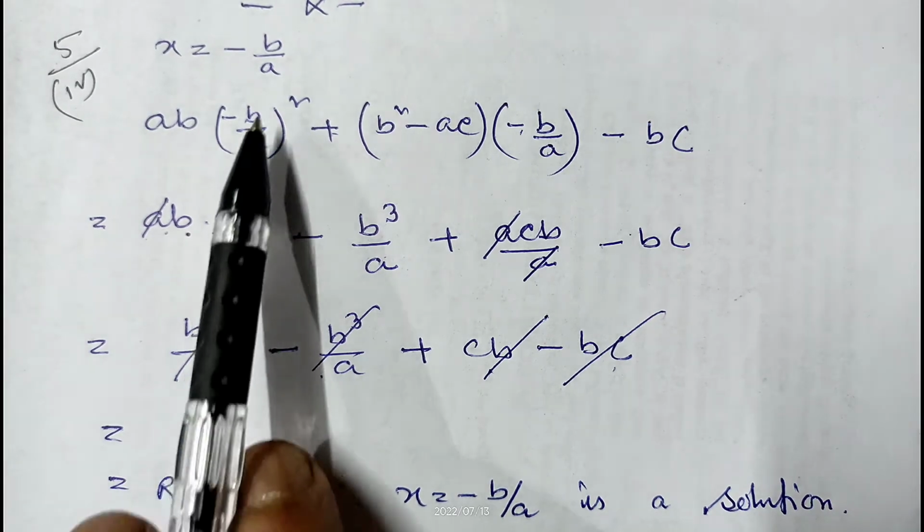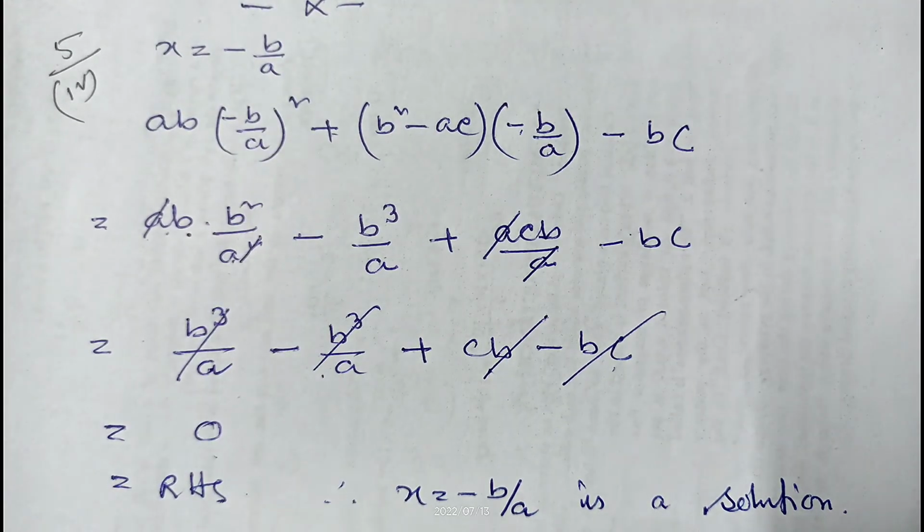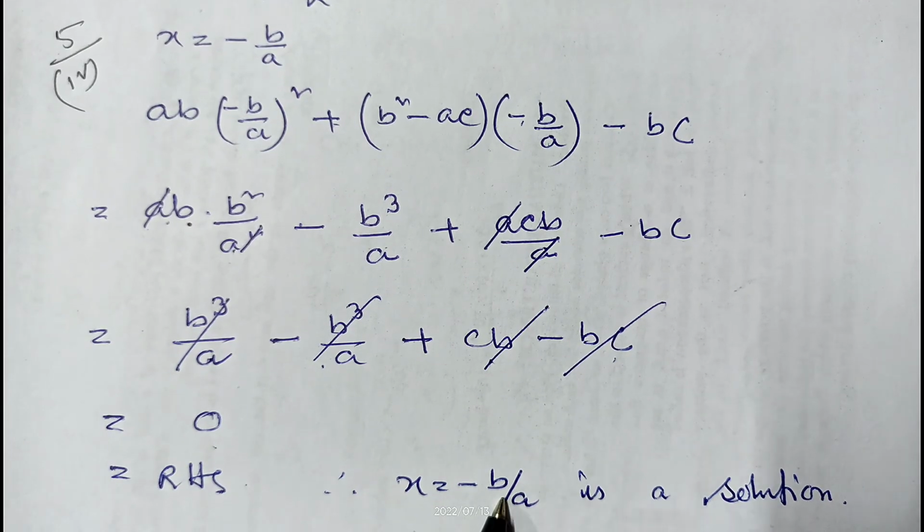Since on replacing x equal to minus b by a, we got the right hand side, therefore x equal to minus b by a is a solution.